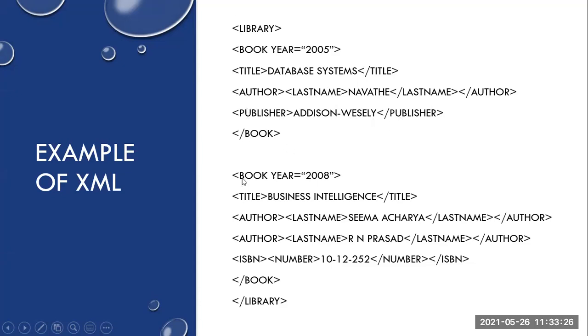This is the first leaf or first data here. And the second book, what is it? Open that book, year 2008, title, Business Intelligence, complete the title, author, last name. You can provide the first name also. Not a big deal here. Okay. Seema Acharya, last name, complete the author. And here, what is there, guys? Two authors are there. Here, only one author was there. So you can provide two vertices here. So author, last name, RN Prasad, and complete the author.